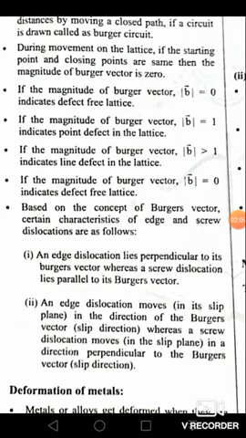Burgers vector is represented by B bar modulus. If it is 0, then the material is defect free, or a defect free lattice. If B bar modulus is equal to 1, it shows the point defect, and if B bar modulus is greater than 1, it shows the line defect. So, that is what he is trying to say.